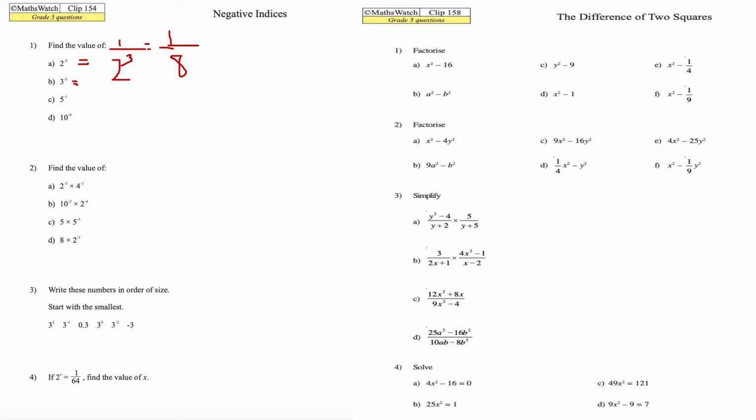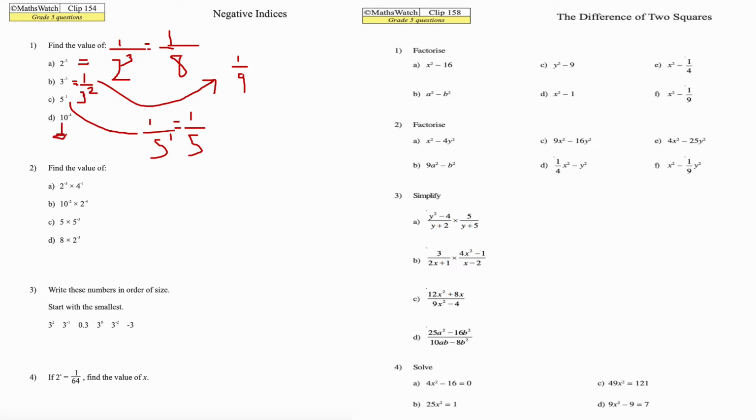Okay, the next one, 3 to the minus 2 is 1 over 3 squared. So the negative does what we call the reciprocal. So it flips the number or fraction. 1 over 9, because 3 squared is 9. Next one, 5 to the negative 1 is just 1 over 5 to the power of 1. Anything to the power of 1 is just itself in maths, so 1/5.